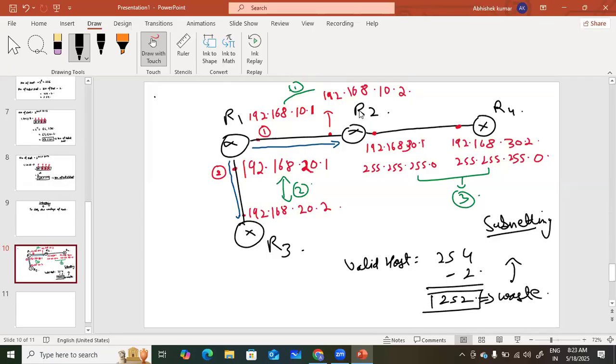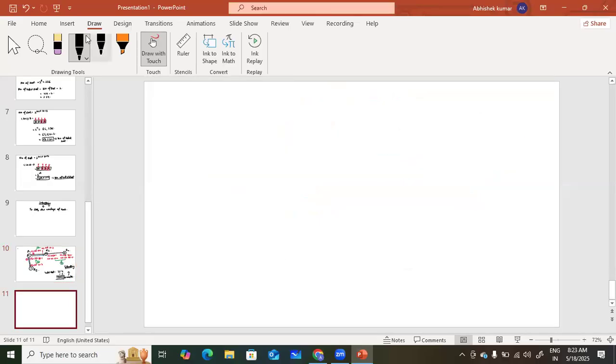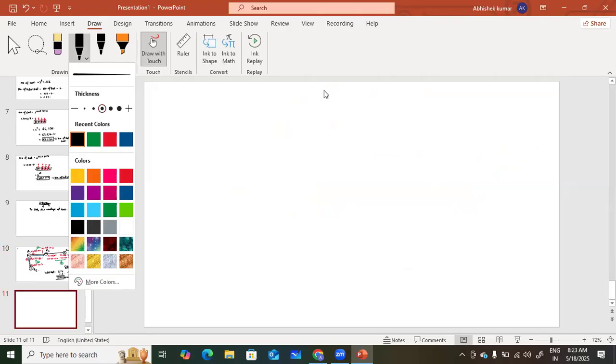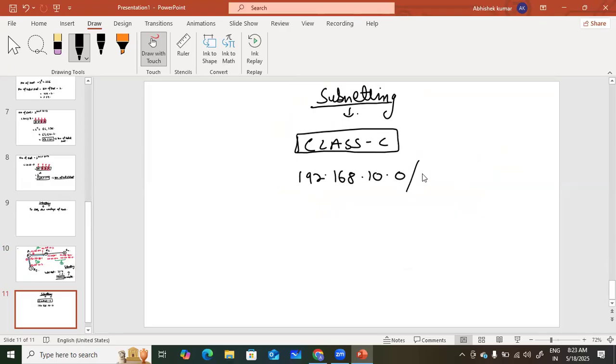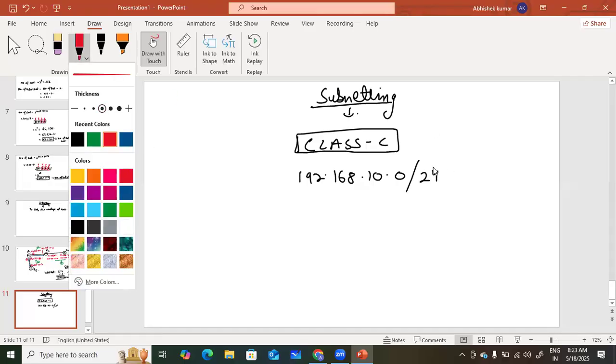Now, just try to understand how we can do the subnetting. Let's start with class C only. Subnetting with class C. If I write an IP address something like this, 192.168.10.0/24, do you guys know what this /24 means? That is the CIDR notation.